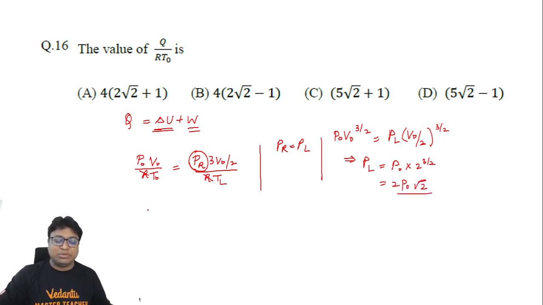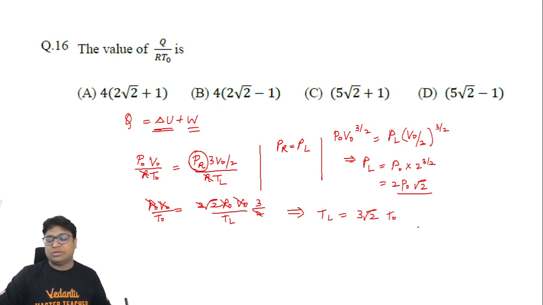Now, if I put this value here, P naught V naught by T naught will be equal to PR, which is 2 root 2 P naught, times V naught 3 by 2, and then TL. So this means P naught V naught gets cancelled, this 2 gets cancelled. Okay, so the value of TL becomes 3 root 2 times T naught. Now we are in a position to calculate delta U.